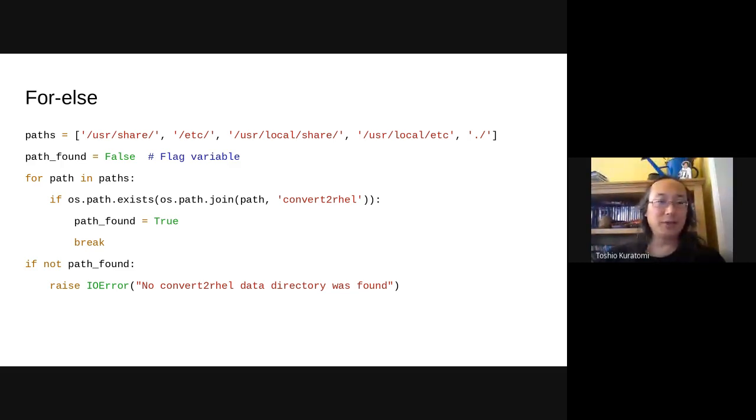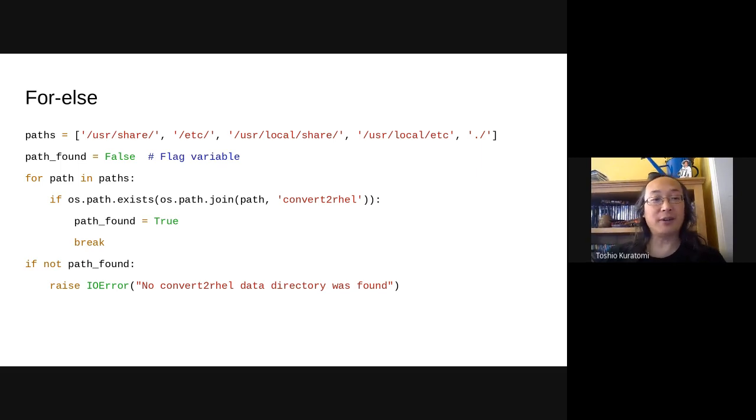And what are we doing with it? We have a condition inside the for loop. We're checking to see if the path plus convert-to-rel exists. So we're looking for this convert-to-rel directory inside of this for loop. If we find it, then we set path_found equal to True. We change the flag variable to True, and we break out of the loop because, hey, we found a directory. We don't need to do anything further.